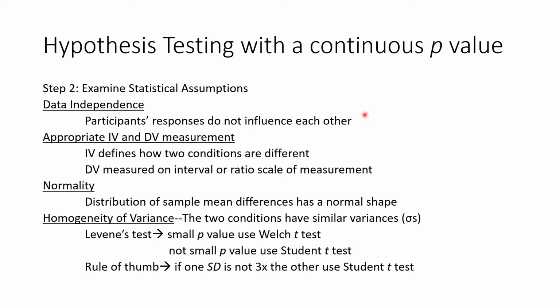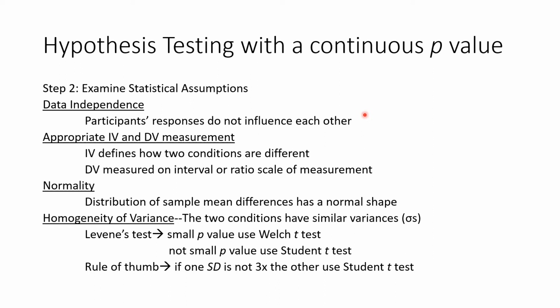The dependent variable is measured on an interval or ratio scale. In this case, it's specifically ratio because we're measuring how many out of 25 simple line drawings participants remember or recognize. And so the lowest score is 0, you can't get a negative number, so that makes this a ratio scale. So this assumption is met.